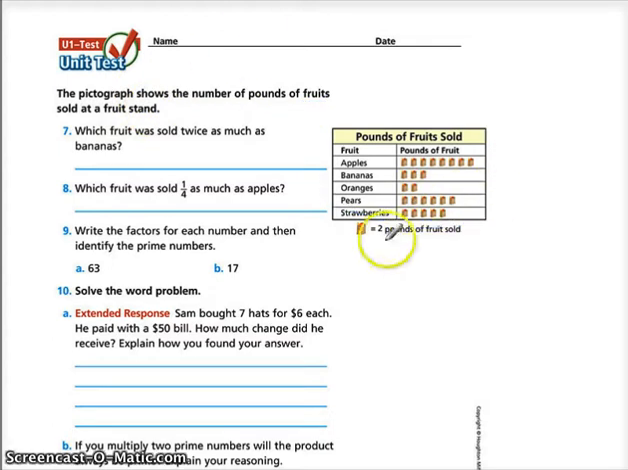A reminder that each of the bags equals 2 pounds. So the first thing I'm going to do is count up how many pounds each one has. Apples has 2, 4, 6, 8, 10, 12, 14, 16. Bananas has 2, 4, 6. Oranges has 4. Pears has 2, 4, 6, 8, 10, 12. And strawberries has 2, 4, 6, 8, 10.